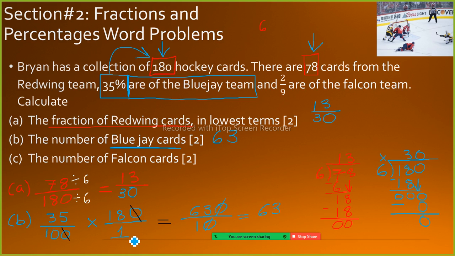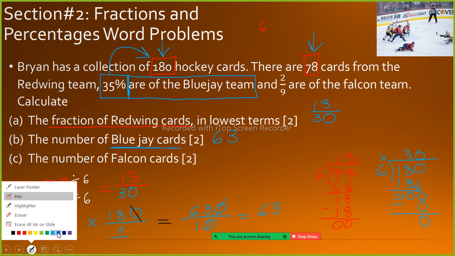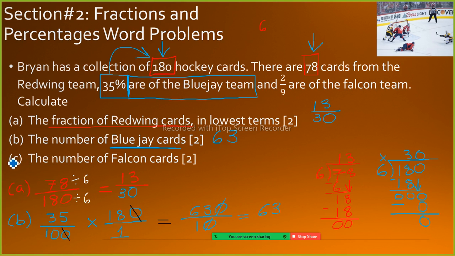I'm just going to do A and B. Don't worry about C for now because I think that'll be too much. If you know how to do C, you could do it on your own, but I'm not going to do C because I don't want to complicate things. So let's not do Falcon, because I think there's already too much to absorb in one go. So don't worry about Falcon cards. We'll focus on the fraction of Red Wing and the fraction of Blue Jay.